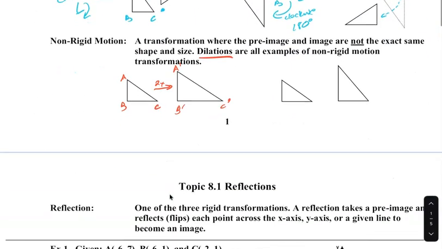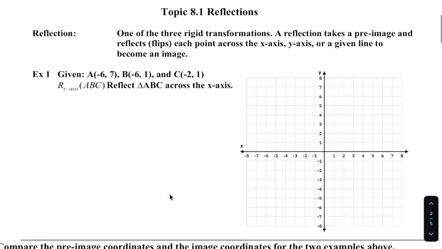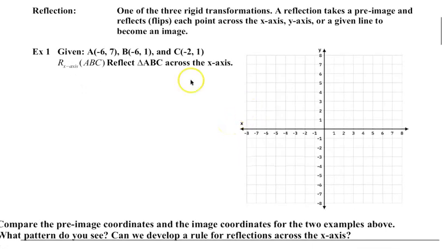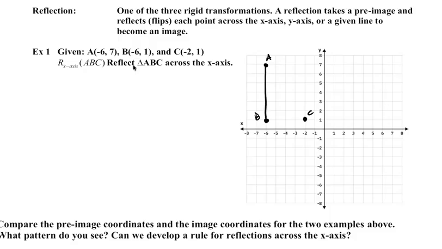Our first one that we're going to focus on is reflections. Again, with a reflection, we reflect all the points across either the x-axis, the y-axis, or some other line. We'll reflect across that line to get a new image. It'll be the same size and shape, just reflected, moved to a different place. So let's start by plotting our points. A is -6, 7, right there. B is -6, 1, right there. C is -2, 1. There's my C. Let's connect those points.